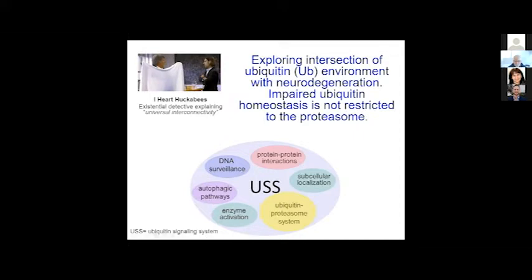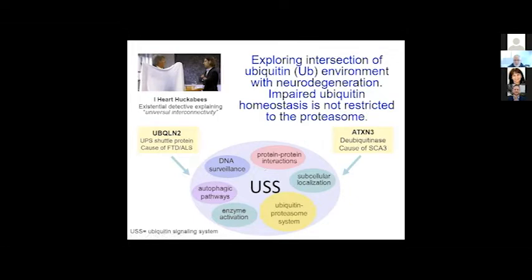the ubiquitin proteasome system. Here I'm showing you a picture from I Heart Huckabees, the movie. Here's Dustin Hoffman. He's holding up a blanket. He's talking about universal interconnectivity. Something happens over here, sort of like the butterfly flying, influences something that happens over here. I think the reality is with ubiquitin pathways, when there are perturbations of ubiquitin homeostasis, it's not simply affecting the ubiquitin proteasome system, but numerous pathways in the nucleus and outside of the nucleus.